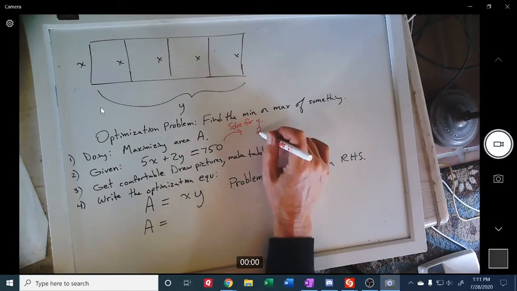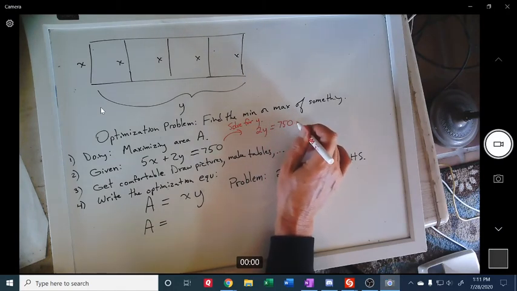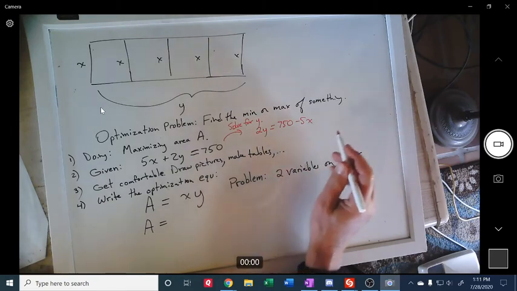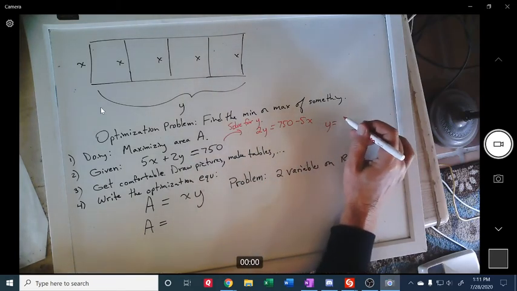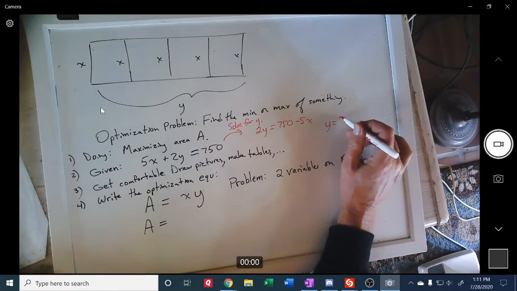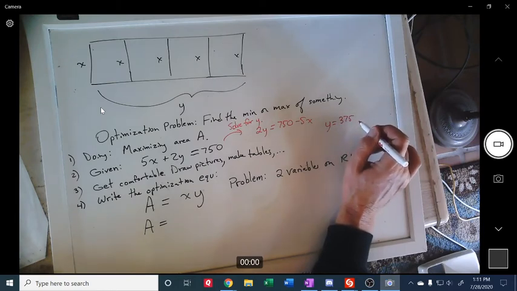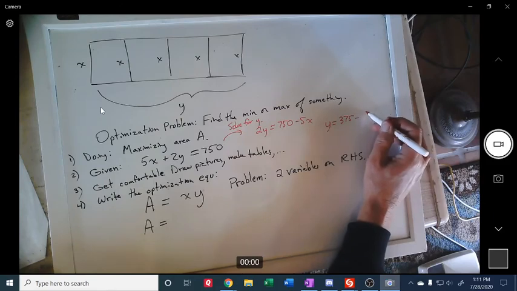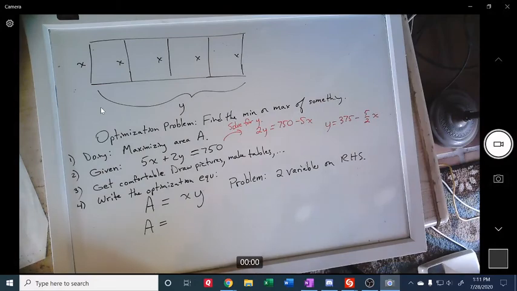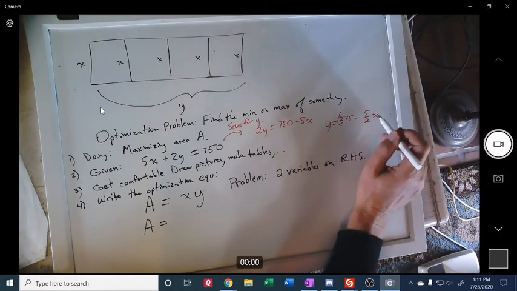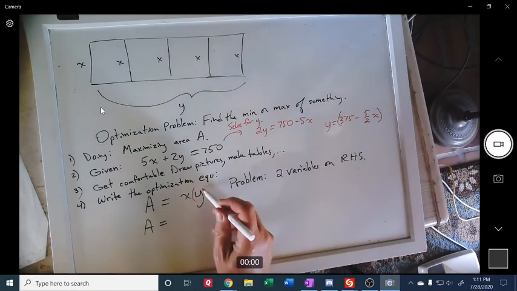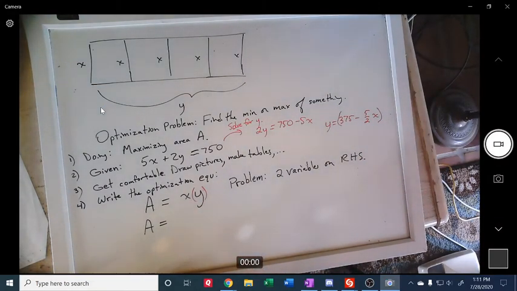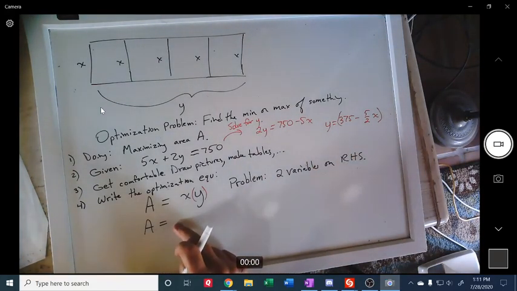So I'll have 2y equals 750 minus 5x. Divide by 2. 750 divided by 2 is 375 minus 5 halves x. Alright, now what will happen is every time I see the y over here, I replace that. So the given constraint gets incorporated into this.